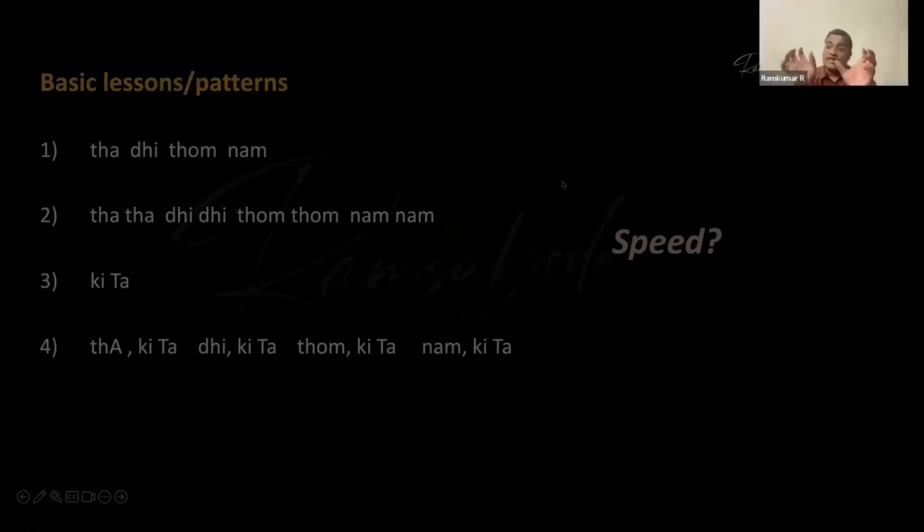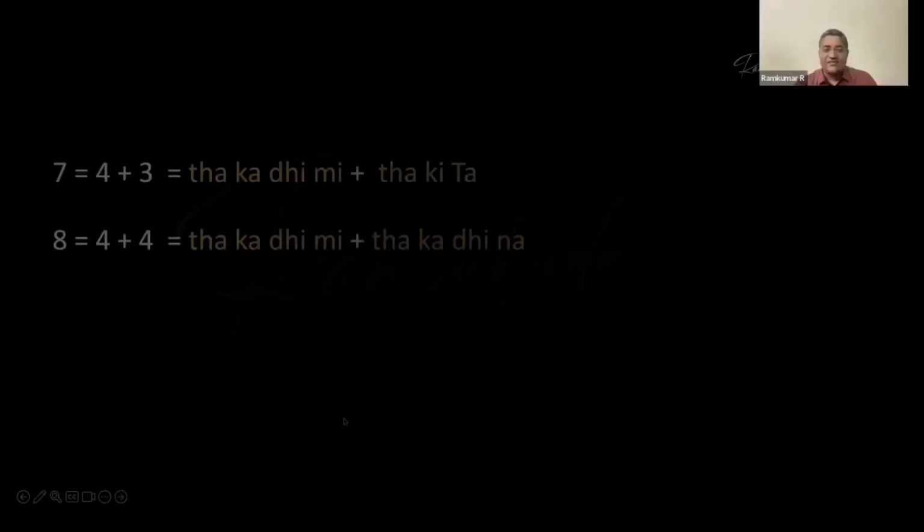So both ta, kita and di, kita are within one beat. Ta, kita, di, kita, tum, kita, nam, kita, ta, kita, di, kita, tum, kita, nam, kita, ta, kita, di, kita, tum, kita, nam, kita. Excellent, Haritha. Now let's have a kind of a quiz, if it's okay with everybody.